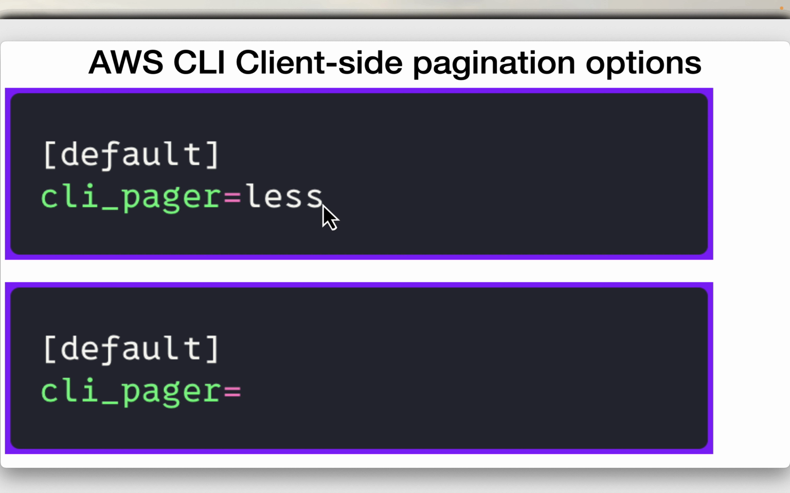If you set less, then, since the server is giving a lot of information, on the client, on your computer, you can use less as a pager. You can press space, and if you page down, you can see the information one bit at a time. And if you don't want to use any kind of pagination, you can set it in the config file equal to nothing.